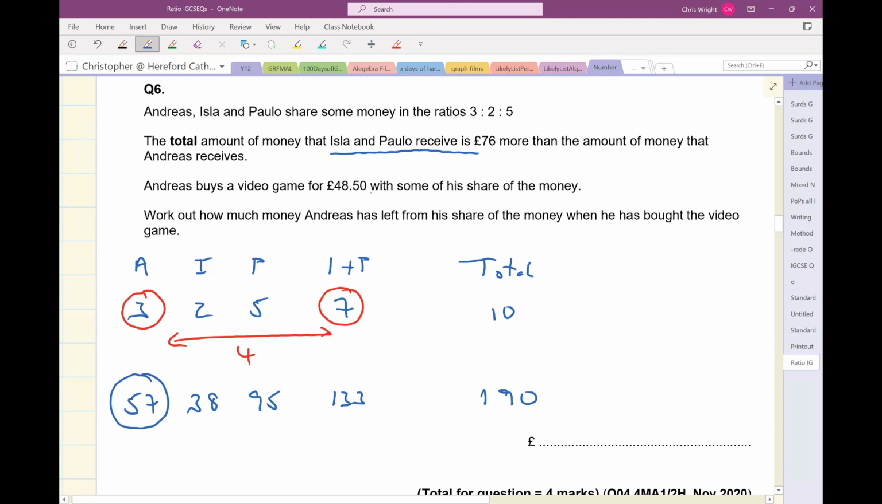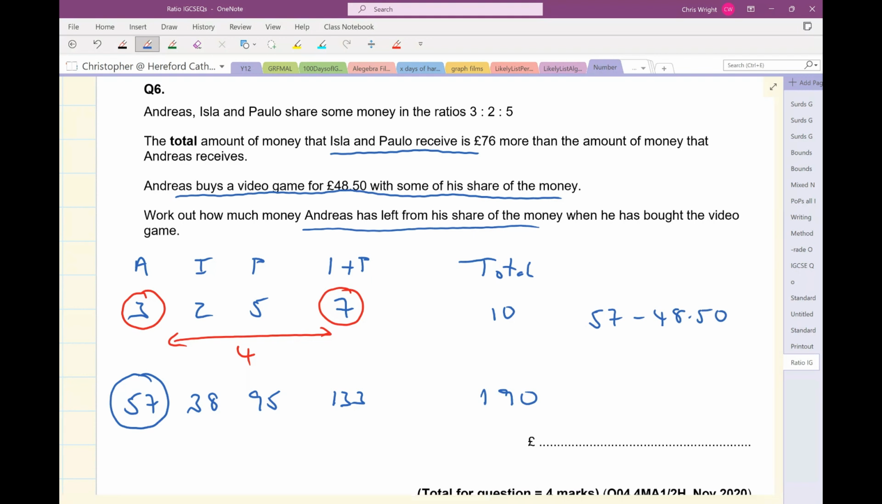Andreas buys a video game for £48.50. Work out how much money he has left once he's bought the video game. So it's 57, sorry, not times, minus £48.50 gives you £8.50 left. There we are, £8.50.